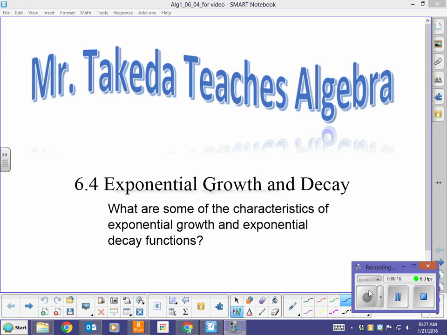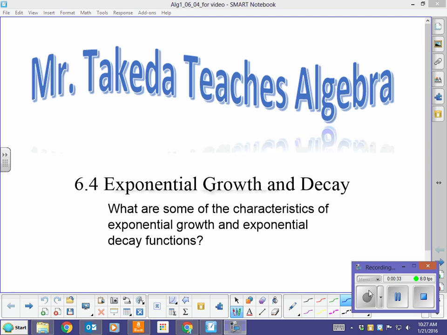This is lesson 6.4 on exponential growth and decay, wherein we ask the question, what are some of the characteristics of exponential growth and exponential decay functions? Okay, so this is another type of function we've been looking at. We've had exponential functions. Now look at growth and decay.